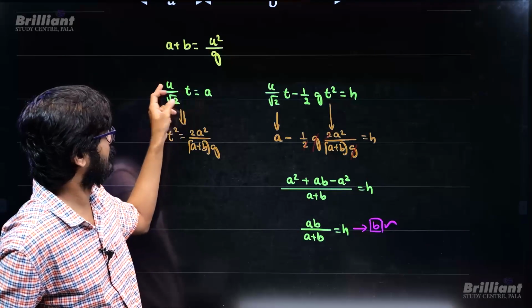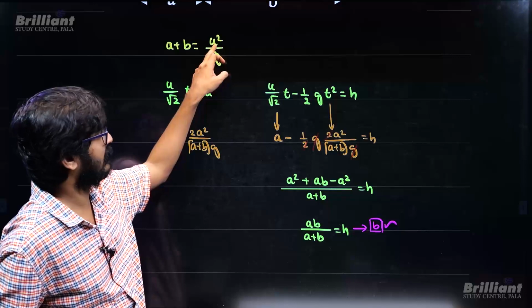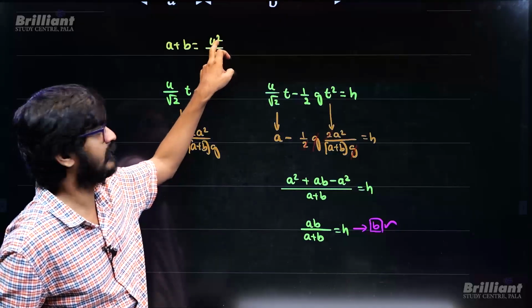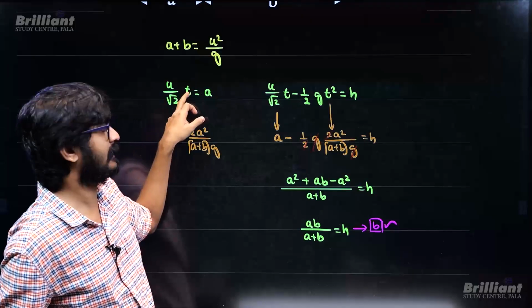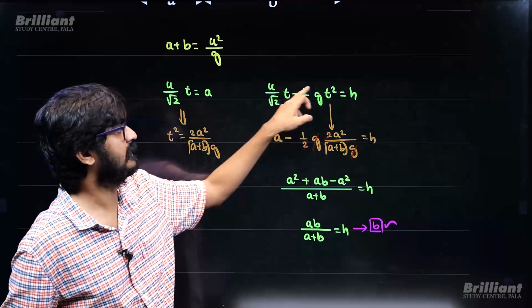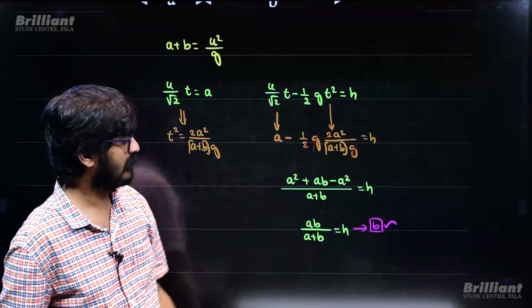U, I will be getting, right? Instead of u, I can find u from here, I can substitute it back, and I can get time. Once I get time I can substitute it here and here. Then it's only about calculation, right?